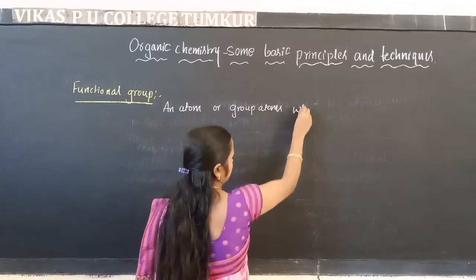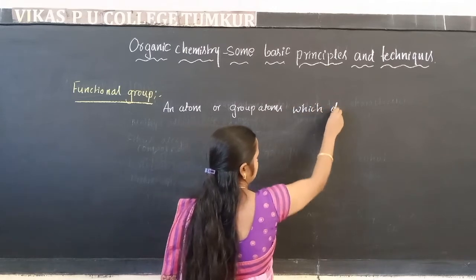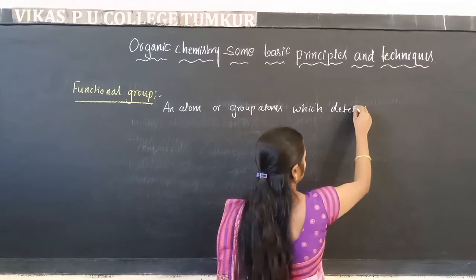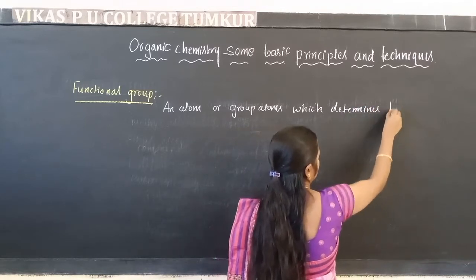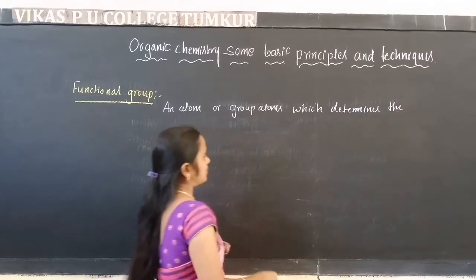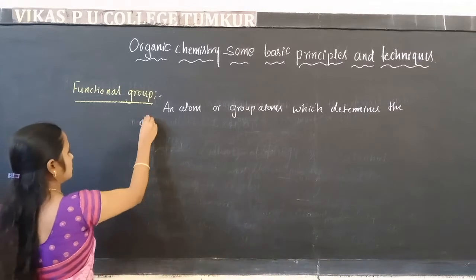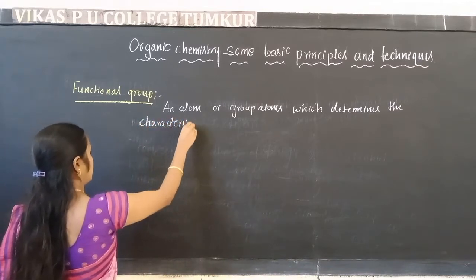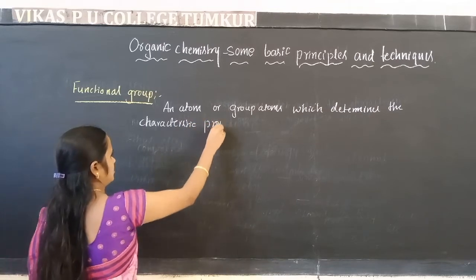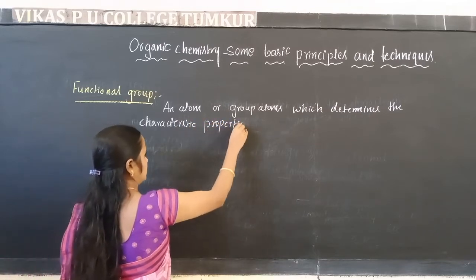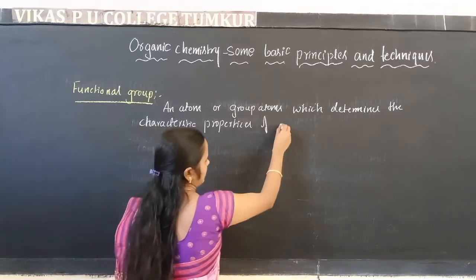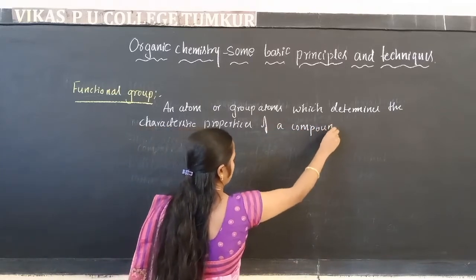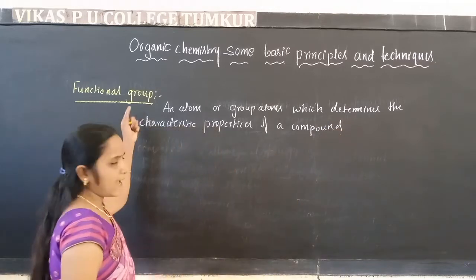A group of atoms which determines the characteristic properties of a compound. The characteristic properties of a compound are determined by what is called a functional group.